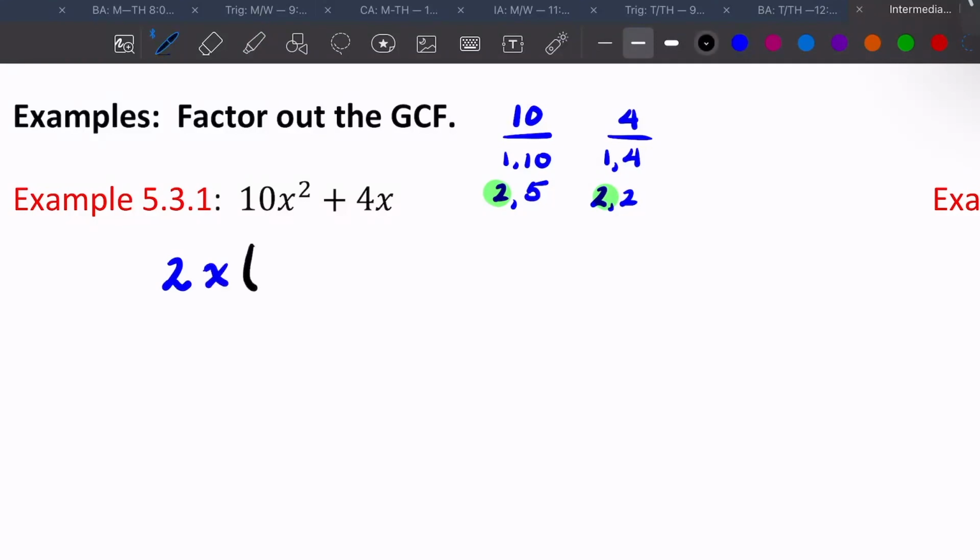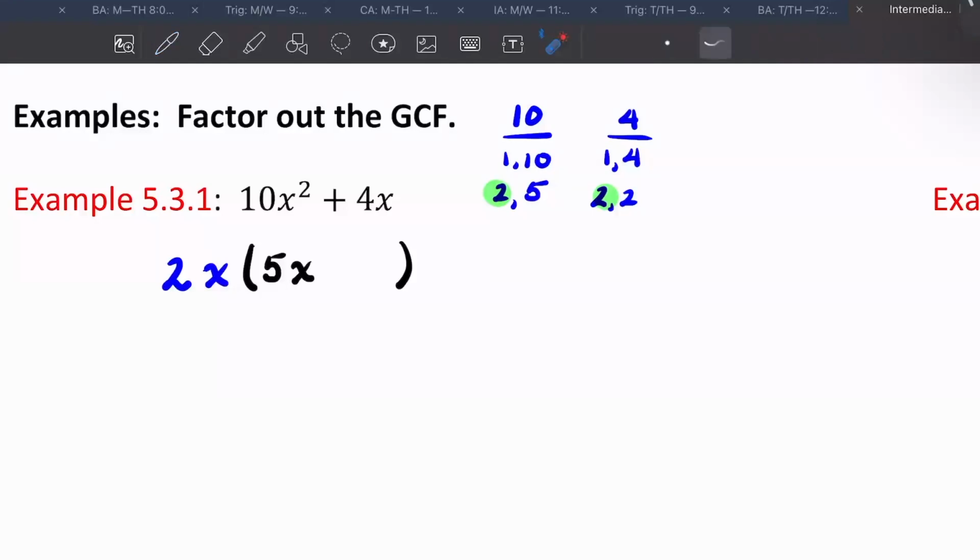Now, you have to account for what's left. Okay, so we took out a 2x from 10x squared. So what's left over? That's what goes in your parentheses, whatever's left over. So 2 times 5 gives us 10. And then we took out an x from x squared, so we have an x left over, right?